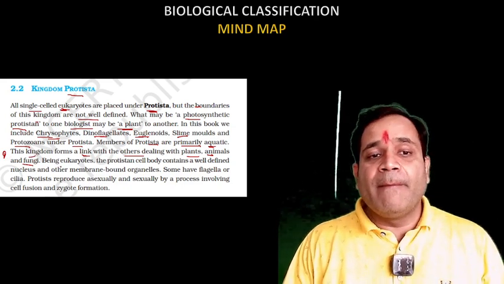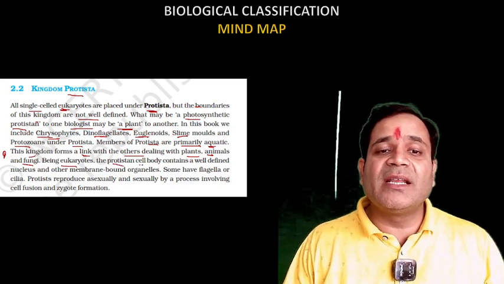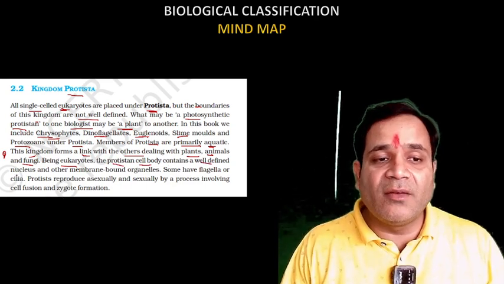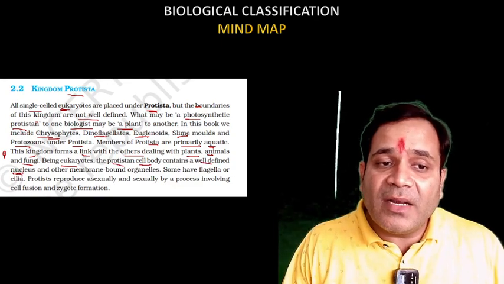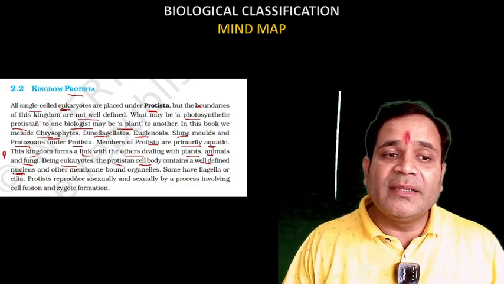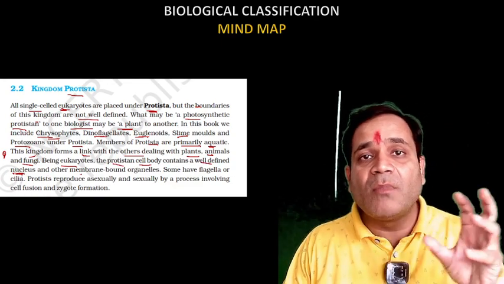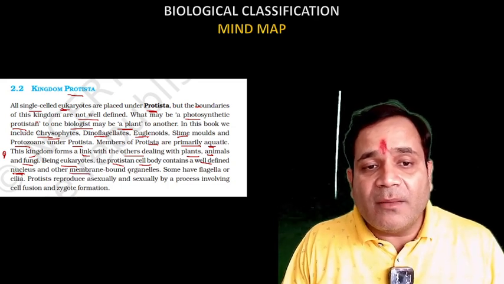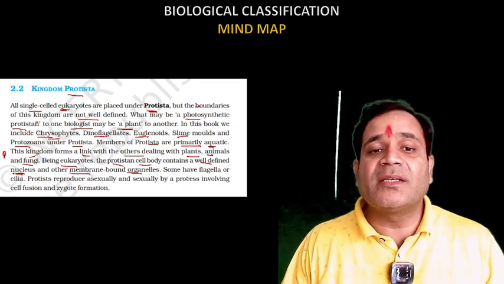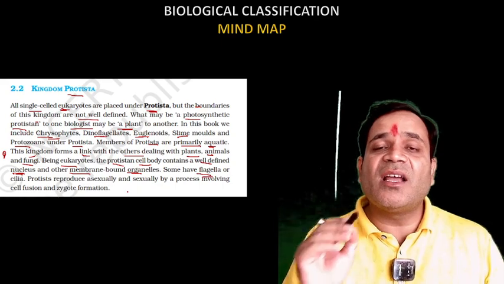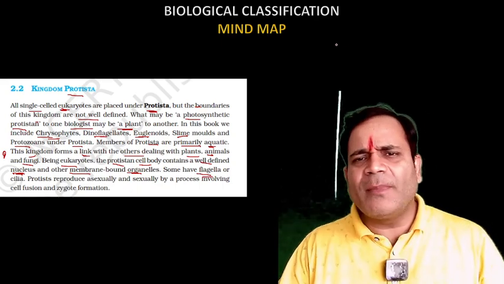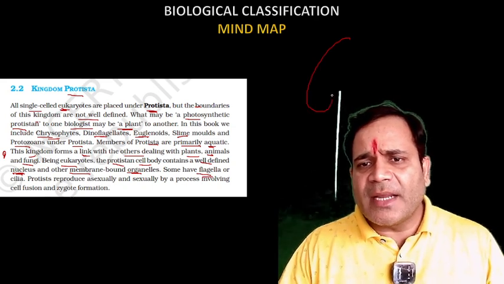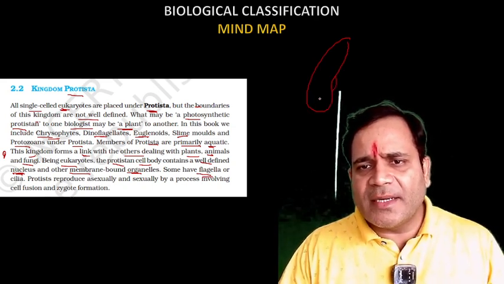Being eukaryotes, the protistan cell body contains a well-defined nucleus. See what I'm saying? Well-defined nucleus. It means they also have membrane-bound organelles. Some have flagella. Flagella help in locomotion, my dear, or you say the cilia. See this diagram, I saw it in NCERT, that is also given.